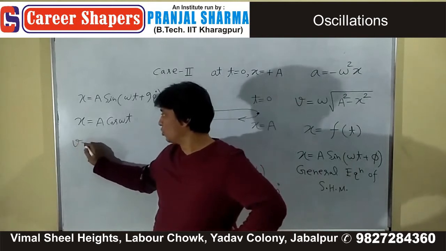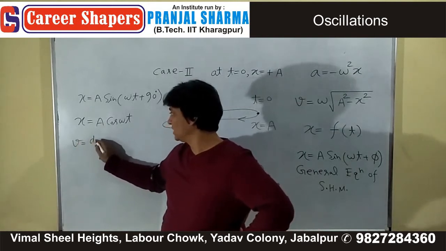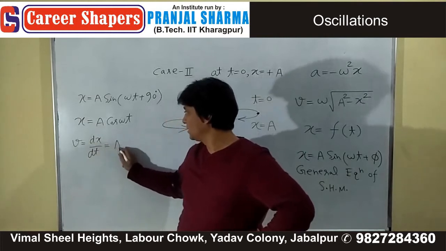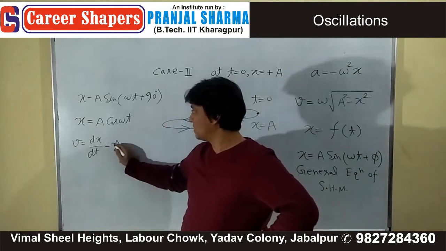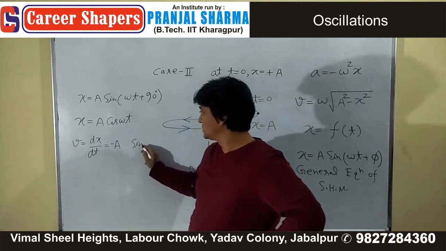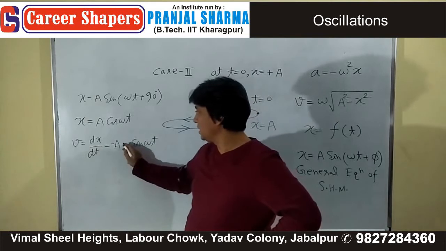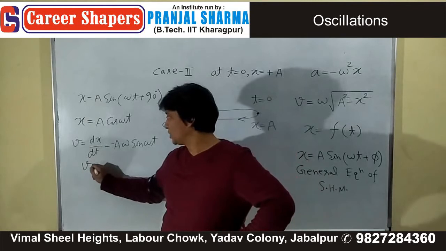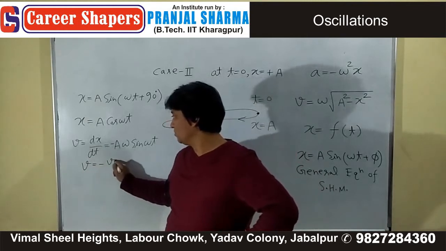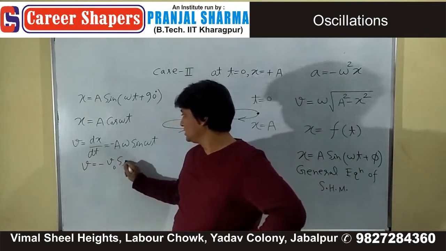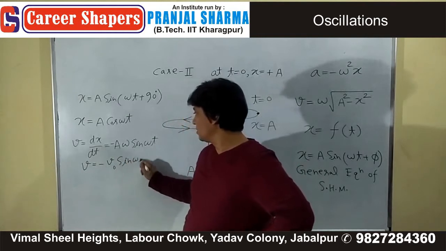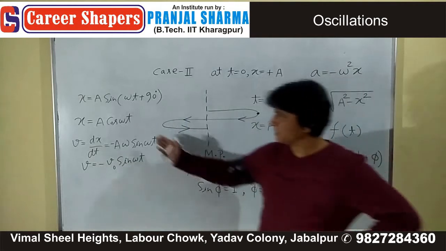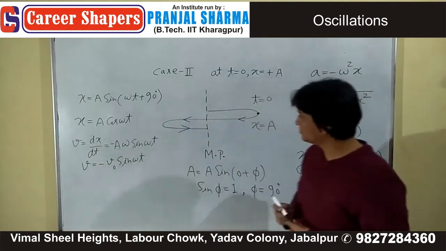Now, we can go for v also. v is dx by dt, which is coming a, differentiation of cos is minus of sine omega t multiplied by omega, which you can write as v equals minus v naught sine omega t. And before going for acceleration, let's understand these equations.